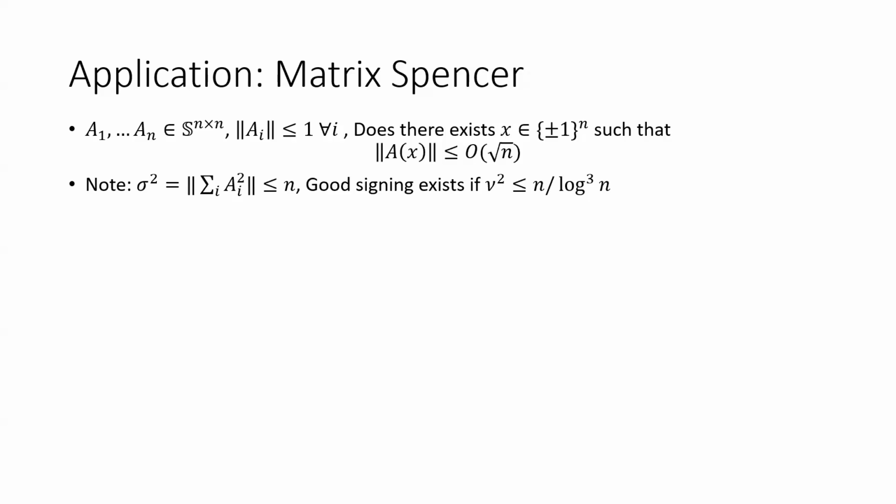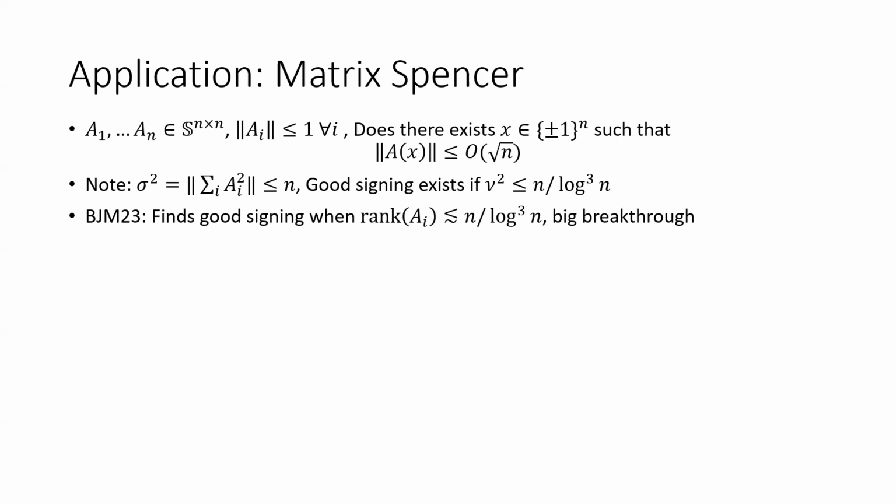Notice here that if we pick a random signing, the sigma squared of the signing is at most n. And if we want to apply these concentration inequalities, we see that as long as the nu squared parameter is bounded by n over log cubed n, then such a signing can be found.